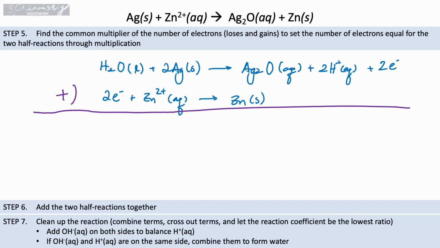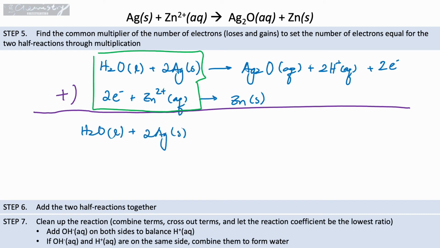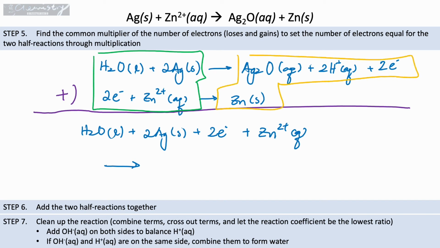Everything on the left side stays on the left side when we add them together. So that is going to be H2O, 2 silver metal, 2 electrons, and then zinc 2 plus ion. On the right side, we have silver oxide, and then I have the protons, the 2 electrons, and then the zinc metal.